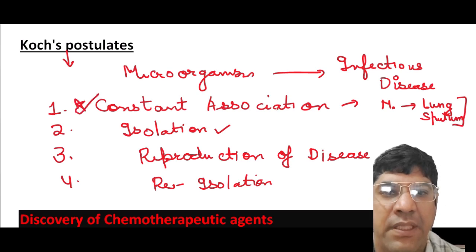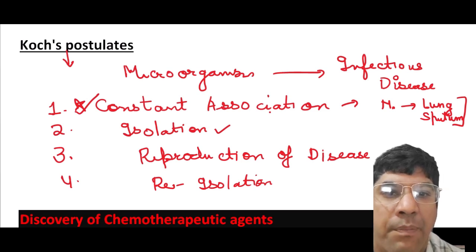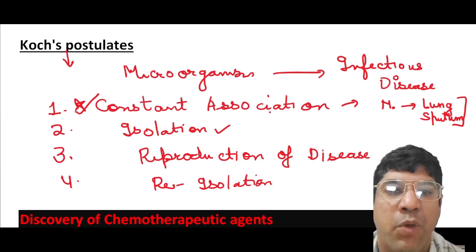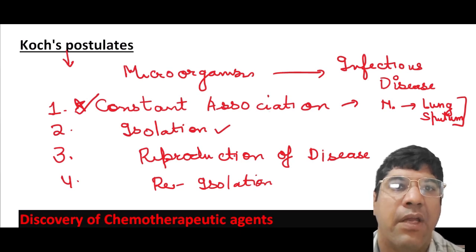The second is isolation. Suppose a scientist, the microbiologist, takes a sample of lung tissue or sputum from a patient with active tuberculosis. From this sample, they will isolate the Mycobacterium tuberculosis in a pure culture in the laboratory. So that means they can grow the bacteria by itself, away from any other microorganism. So that is known as isolation.